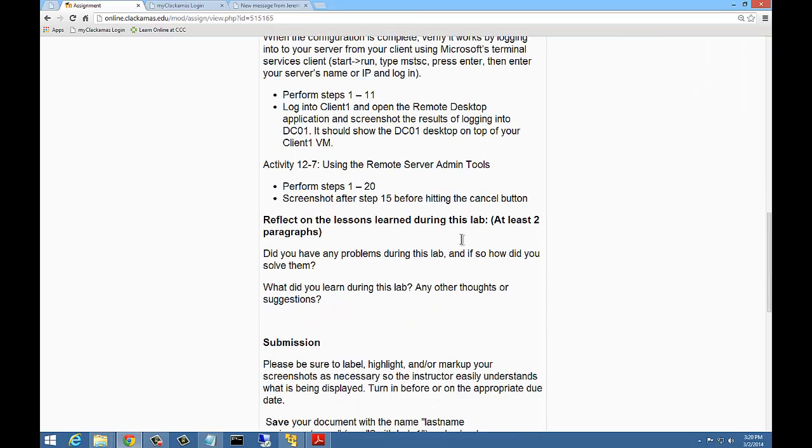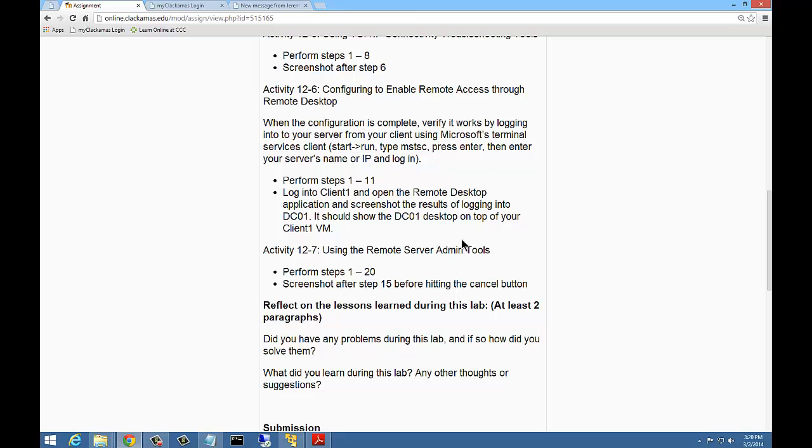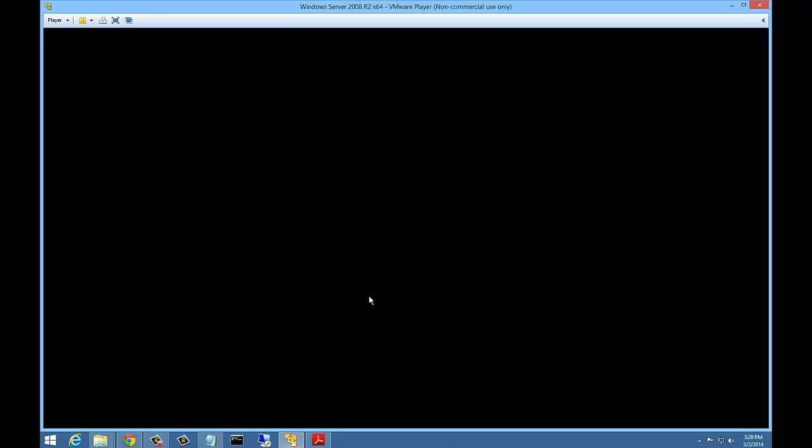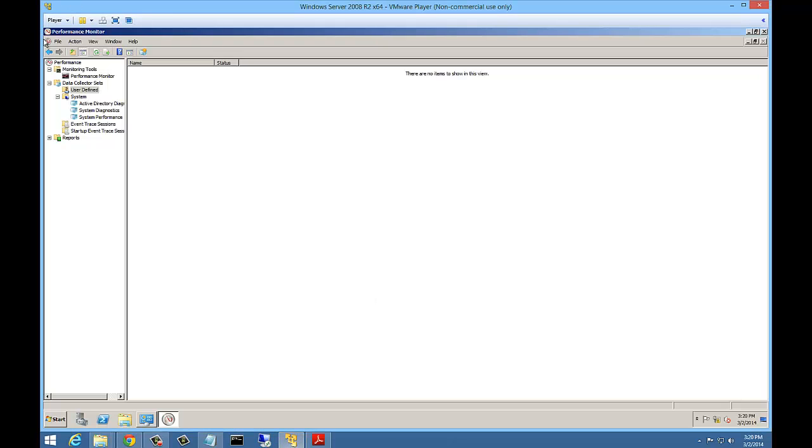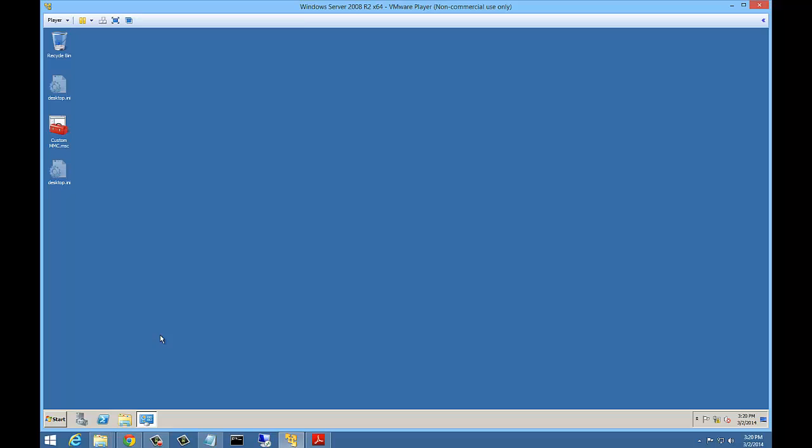Remote desktop comes in two different flavors. One is the administration mode, which is on the server by default. You just have to enable it. And the other is the application mode. The application mode is if you decide to have non-administrators connect to the server to run things like Office and other programs. So I'll show you very quickly how to enable remote desktop.